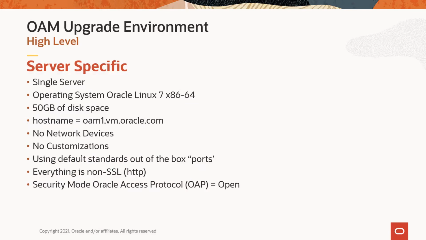For this upgrade demonstration, the server-specific information includes a single server, operating system Oracle Linux 7 64-bit, and 50 GB of disk space. The host name is oam1.vm.oracle.com. No network devices, no customizations, using default out-of-the-box ports. Everything is non-SSL, and the security mode for Oracle Access Management Protocol is open.